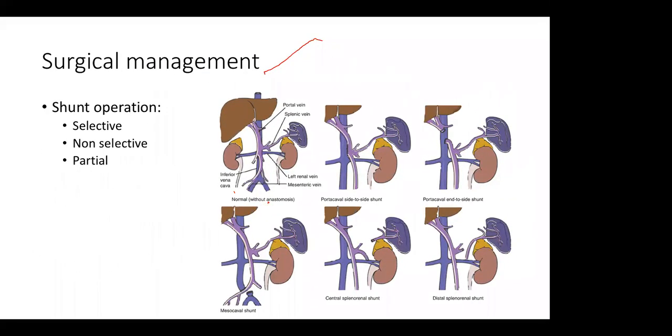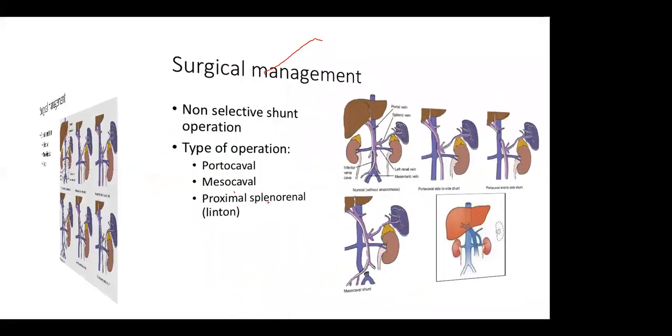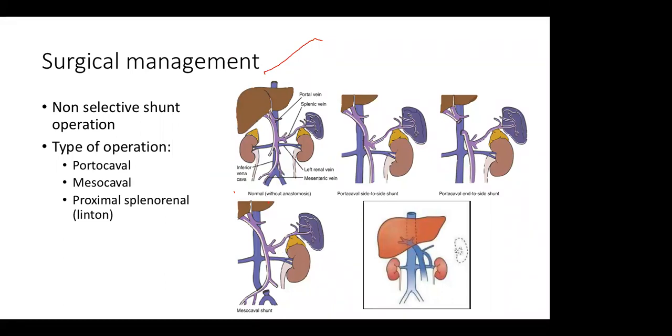The other type of surgery is a shunt operation. We have total and partial shunts, total like selective or non-selective. If you move to a non-selective shunt operation, there are many types, and the commonest one is portocaval. If we look at this second diagram, we see it is either a side-to-side portocaval shunt or an end-to-side portocaval shunt.